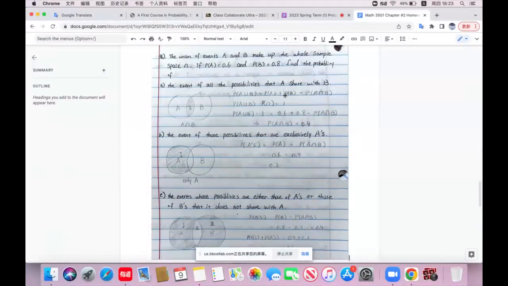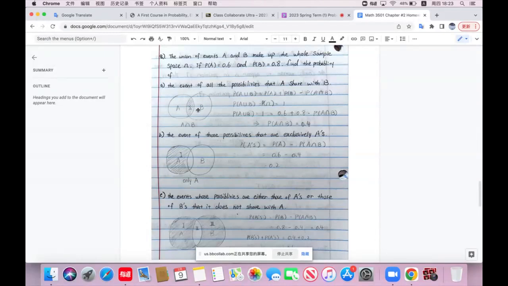Let's see. I'm going to present question A from chapter 2. So the question is, the union of events A and B makes up the whole sample space omega. If P(A) equals 0.6 and P(B) equals 0.8, find the probability of A, the events of all the possibilities that A shares with B. So A sharing with B is also the intersection of A and B.